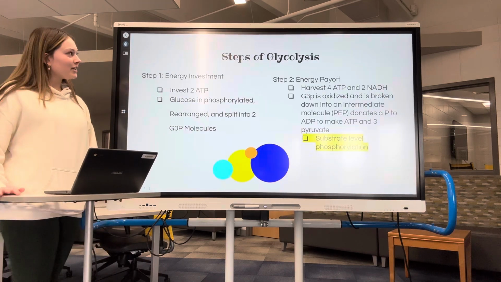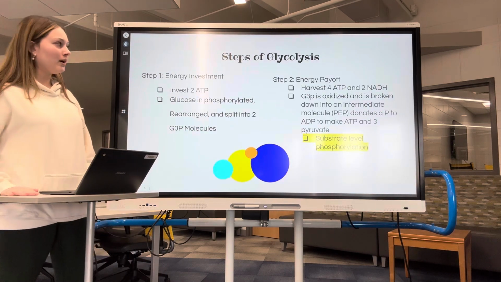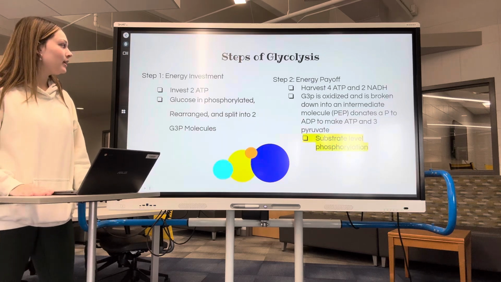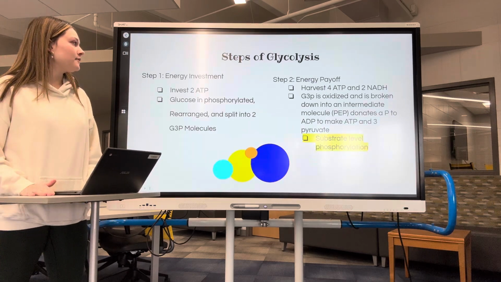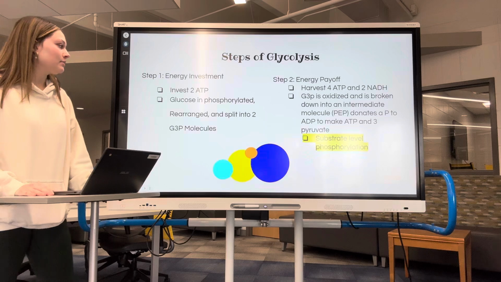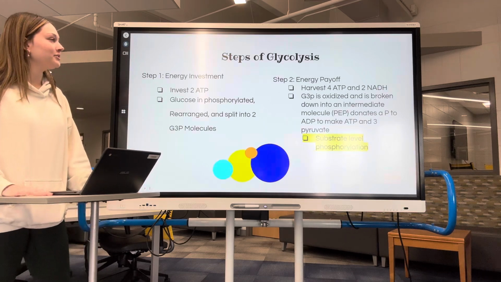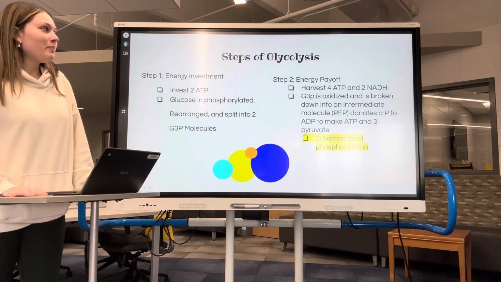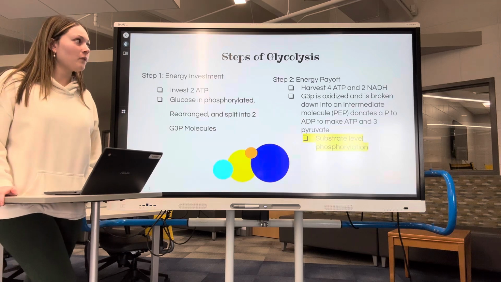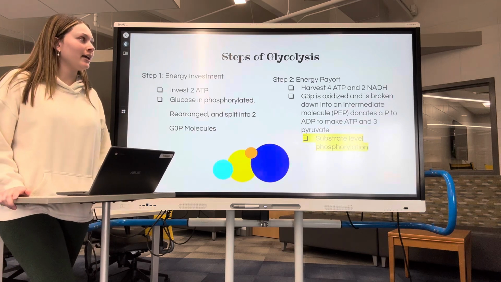This is just another way of looking at it. So it says that step 1, which is above the line, is energy investment. Invest 2 ATP, glucose is phosphorylated, rearranged, and then split into 2 G3P molecules. Step 2 is energy payoff. It harvests 4 ATP and 2 NADH.